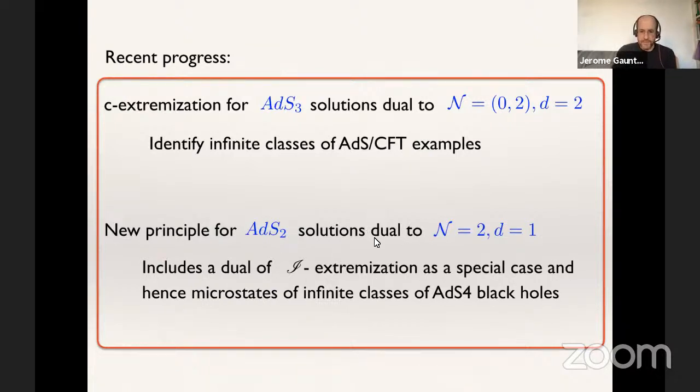So that's some interesting foundational questions here. And another point is these AdS2 solutions can arise as the near horizon limit of black holes in asymptotically AdS4 space. And in that case, the principle gives rise to a way of identifying the microstates of, or a way of counting the Bekenstein-Hawking entropy of such black holes. And I'll talk about that at the end.